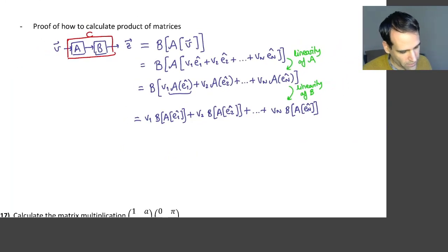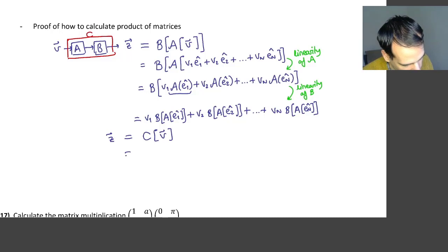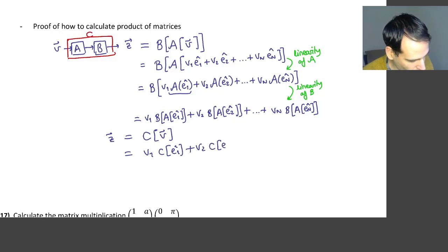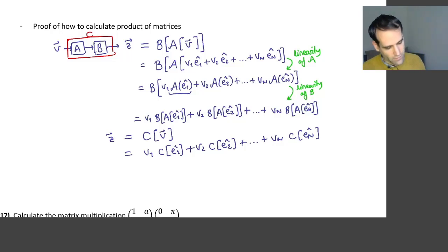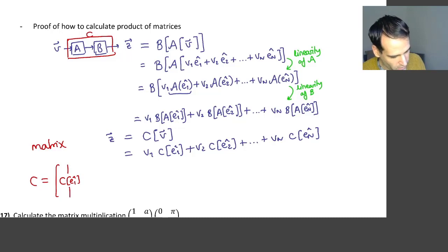Now at the same time, from a different point of view, from the point of view that this is a transformation C, we know that Z equals transformation C applied to vector V. And by linearity, if we do the same steps, we know that this will be equal to V1 times C applied to e1 plus V2 times C applied to e2 plus dot dot dot Vn times C applied to en. Yeah? And we know that the matrix C is a matrix with the different columns being the transformation applied to the basis vectors. That's how we build a matrix. Yeah?